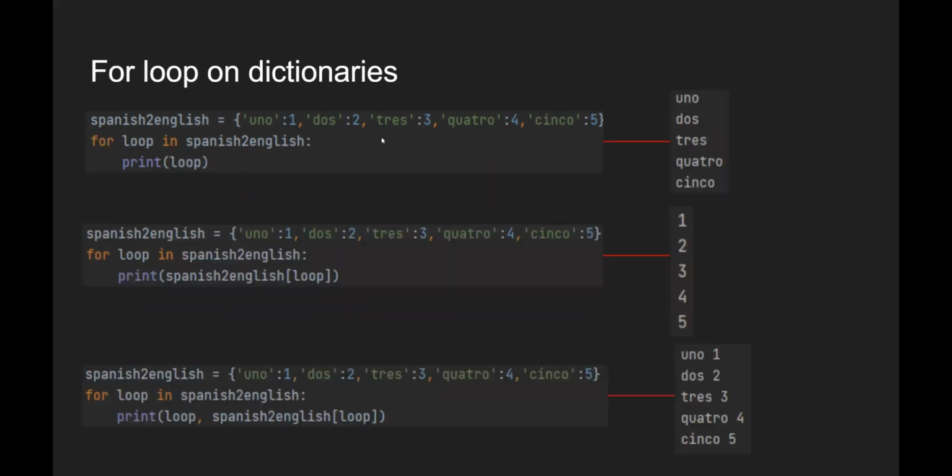So if we did a for loop on a dictionary, for loop in Spanish to English, and then print loop, it would only print the key. If we did a loop on that again, but then we said Spanish to English loop, so loop would be each key, right?